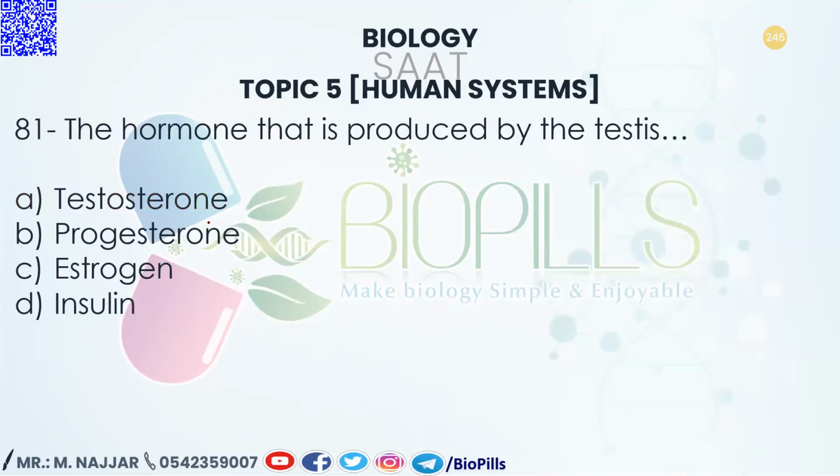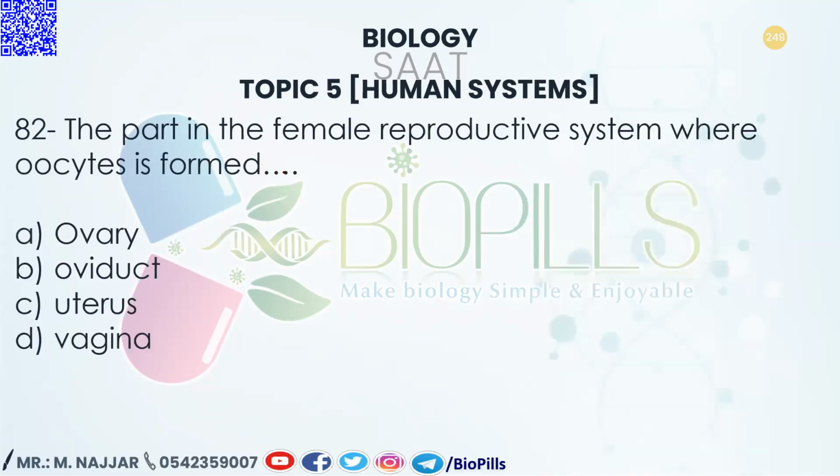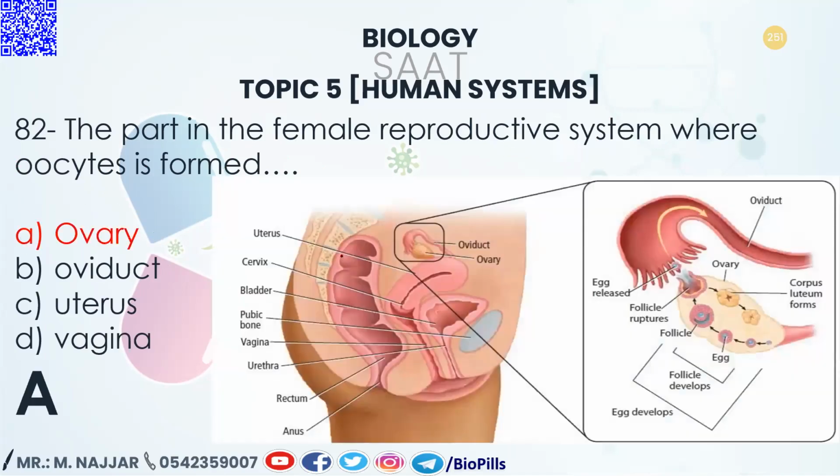Question number 81. The hormone that is produced by testes. The testes secrete the male sex hormone, which is testosterone. Perfect. 82. The part in the female reproductive system where the oocyte is formed. The oocyte is formed in the ovary. Yes, and here is the ovary, and here is the egg cell that will be made in a process known as oogenesis inside the ovary.